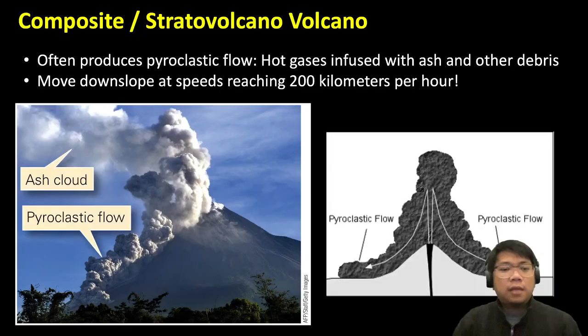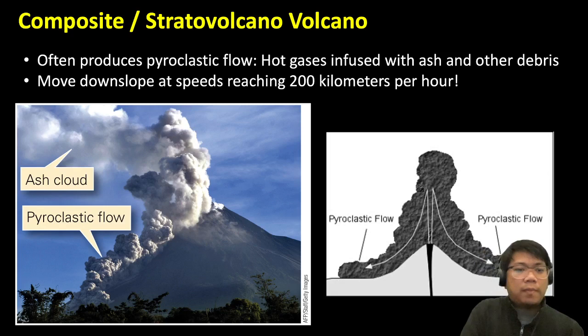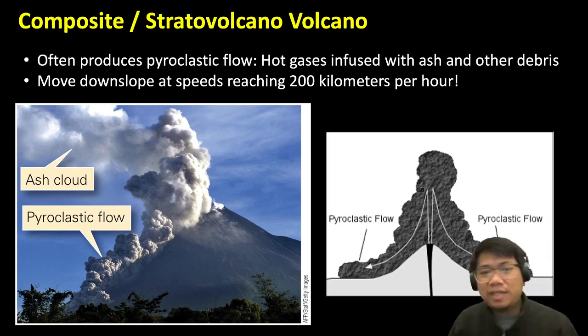All right, so composite or stratovolcanoes often produce material which is called pyroclastic material or pyroclastic flow. These are hot gases that have been mixed with lots of things, including ash and other debris such as rocks and steam and many things. And sometimes they can move downslope at speeds reaching 200 kilometers an hour.